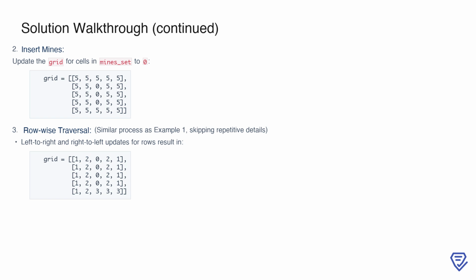Next, we perform a row-wise traversal, as we did previously. During the left-to-right pass, we calculate the arm lengths for each cell while skipping over the mines. The right-to-left traversal ensures the arm lengths remain minimal for each direction. After completing this step for all rows, the grid is updated to show the influence of the horizontal constraints.